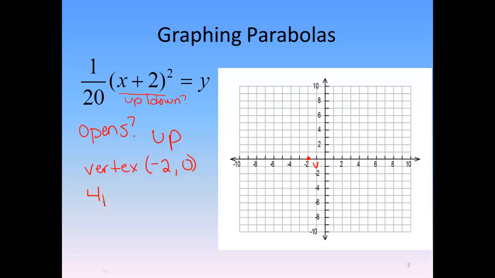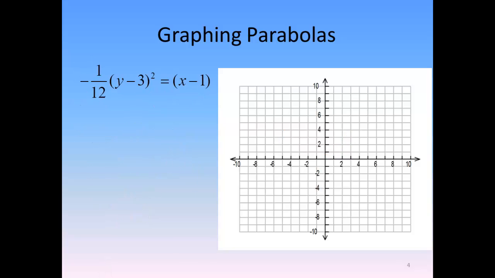The 4p that I'm going to calculate is going to be 20. In the formula, it's 1 over 4p, so that means the 4p must be 20. P will equal 5, and we'll get into what we need that for in a little bit. So at this point, we know it opens up, and it looks something like this.